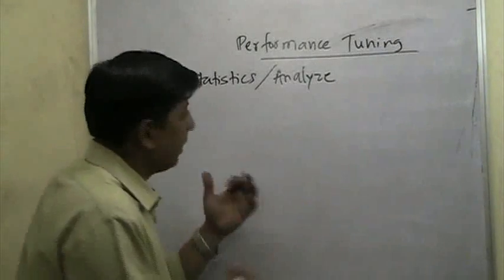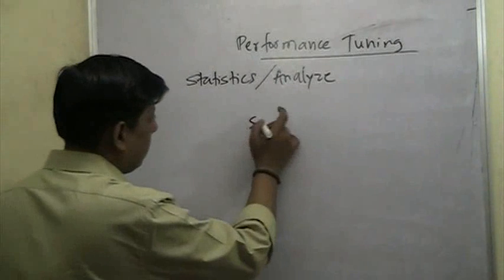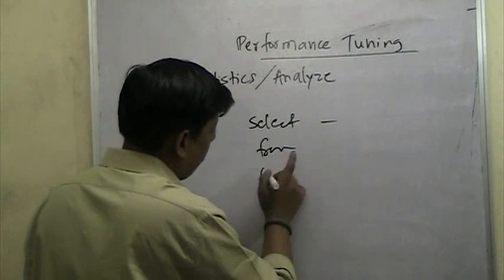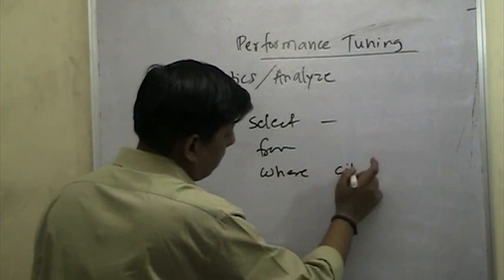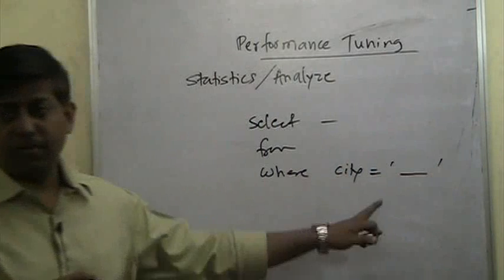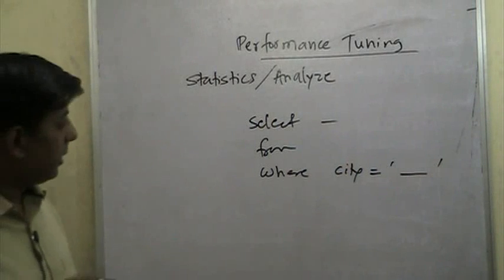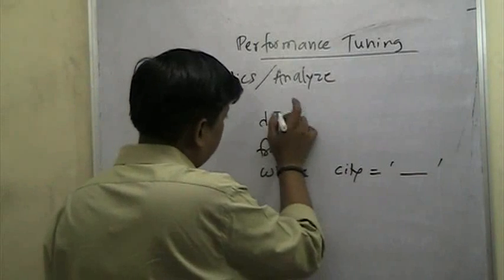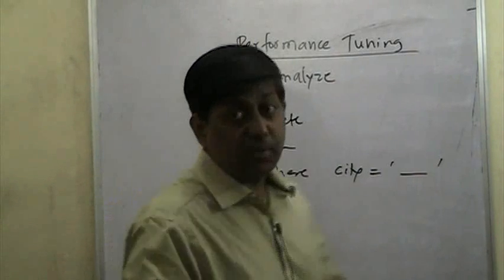So let us see where the indexes help us. Select something from something where city is equal to something. The index will be helpful if we have the index on the city. That is very obvious. Now if I want to do a delete, will the index still be helpful?